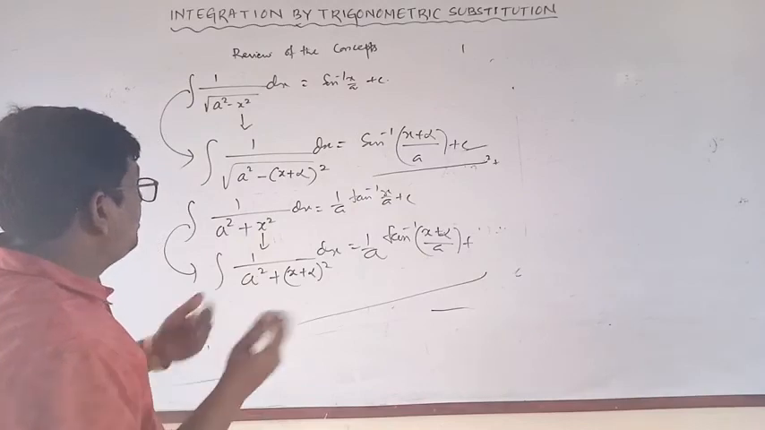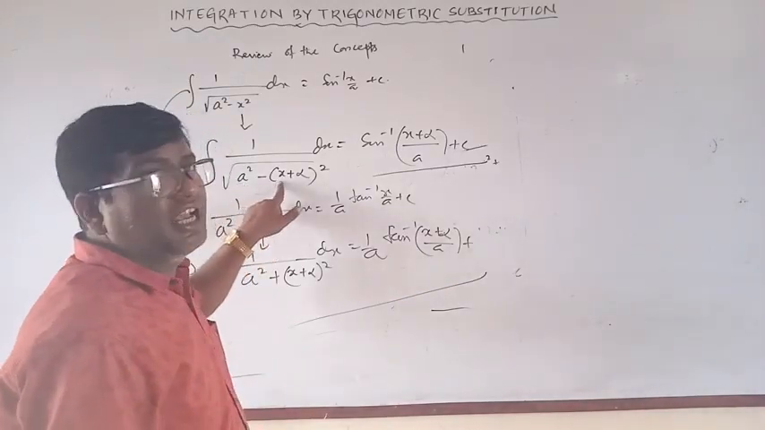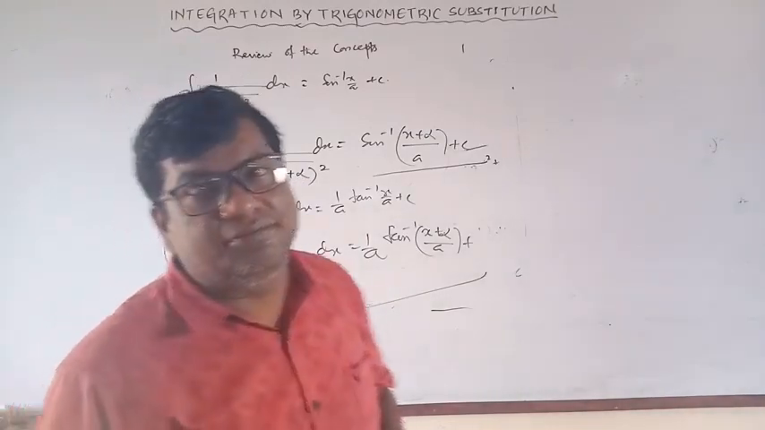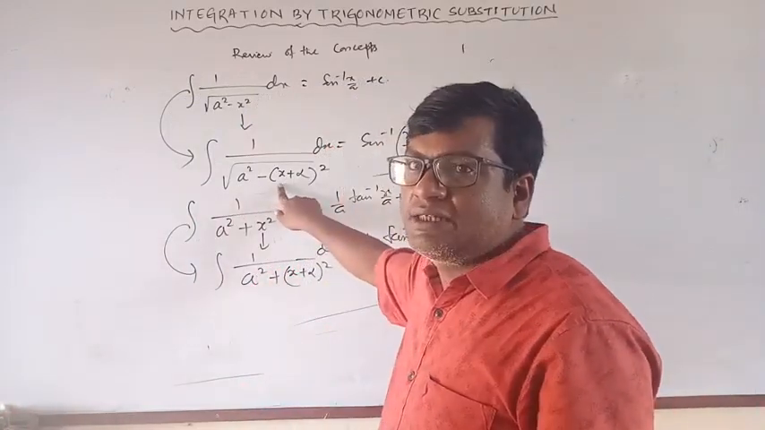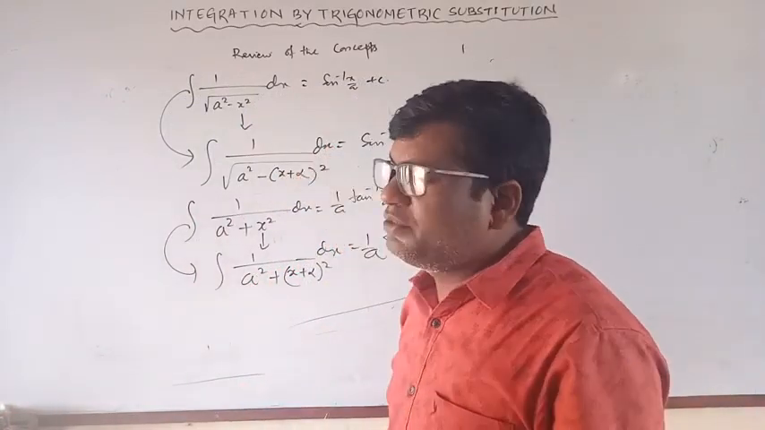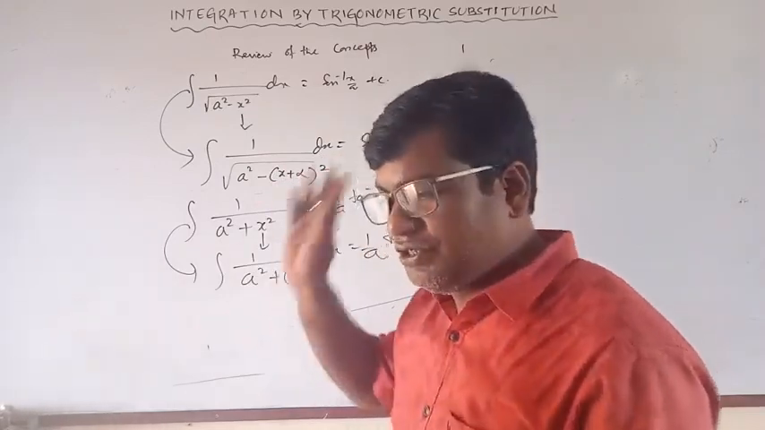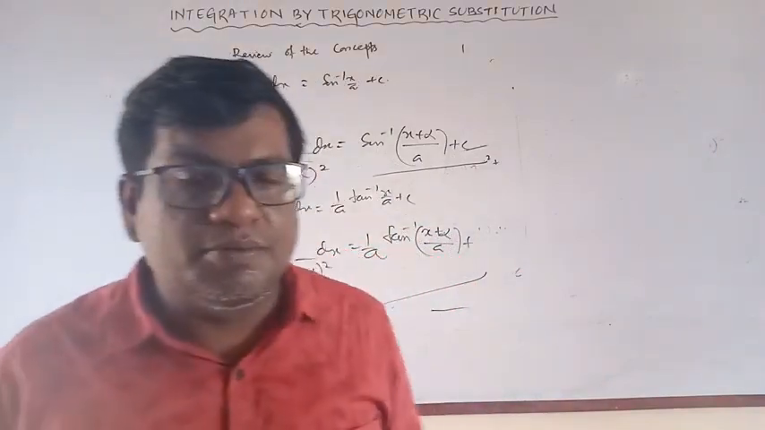Or you may put x plus alpha equal to t. You have to do one extra step. But if the coefficient of x is equal to 1, then you can directly use the formula. These are the formulas discussed in this session, and some problems were discussed.